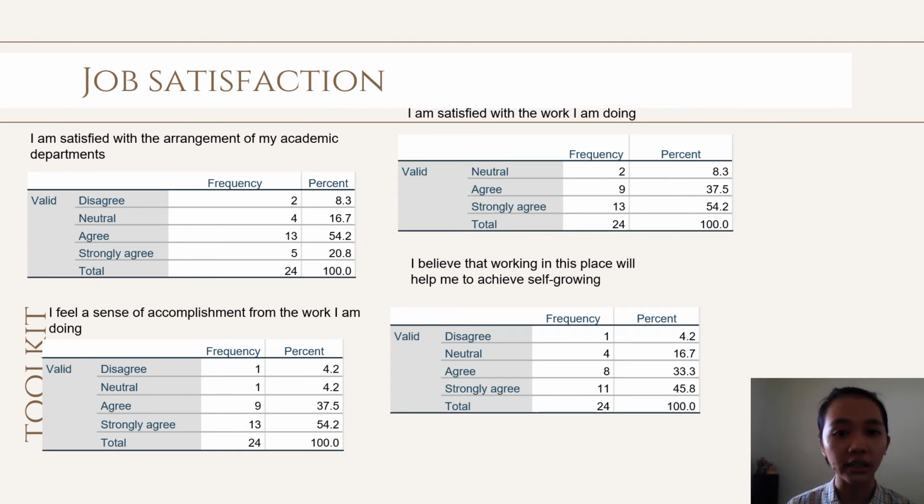Now moving on to the DV, job satisfaction. In this section, much of the lecturers strongly agree with all the statements I am asking in this part. For example, "I am satisfied with the work I'm doing." For this question, about 54.2% of the lecturers strongly agree with this statement.